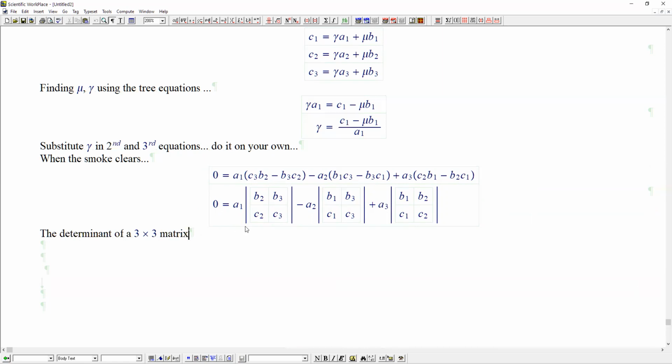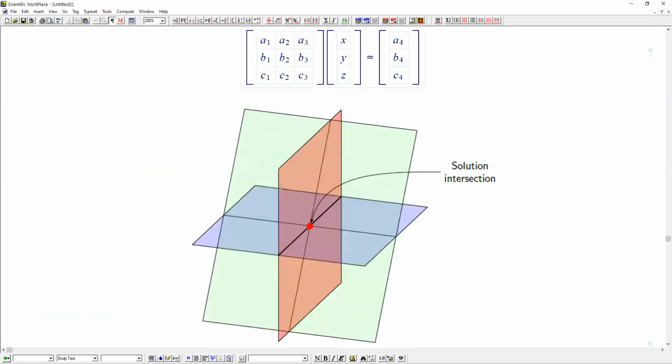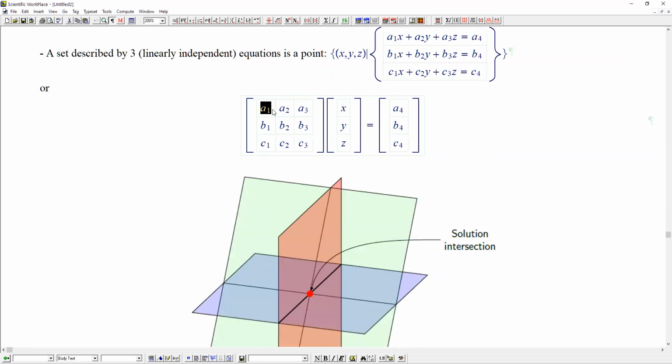And what is it exactly? So let's look at it. We have A1, the first element top left, times the determinant of B2, B3, C2, C3. So you have A1 times the determinant of this submatrix there. Then we have minus A2 times the determinant of this submatrix, B1, B3, C1, C3. And then plus A3 times the determinant of this submatrix, B1, B2, C1, C2.